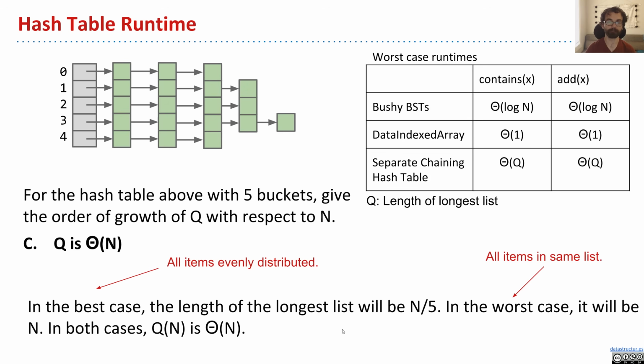It's theta n. Okay? Now that's super bad, because that means that if we only have 5 buckets, that over time, our contains and our add operations will eventually get slow. So if we have a billion items, that means we're going to have to iterate, if we have 5 buckets, over 200 million every time we call contains and add in the best case, which is not very good. So we want to try and do better.